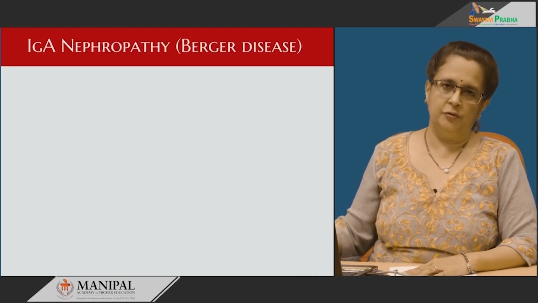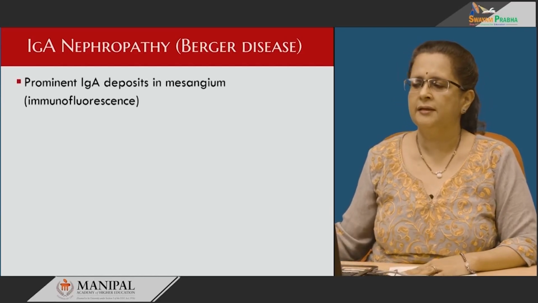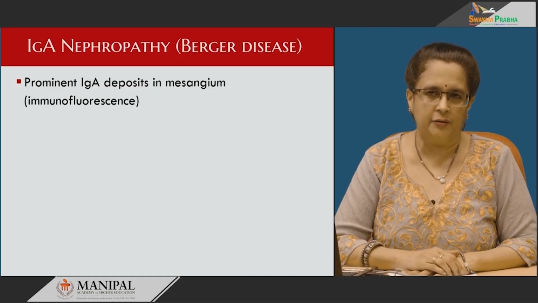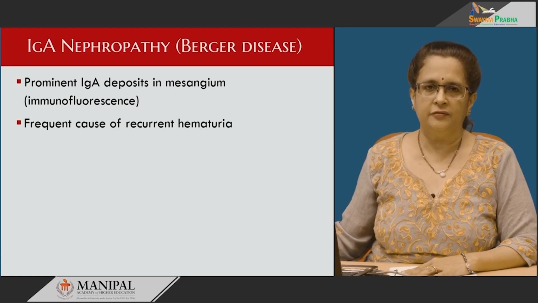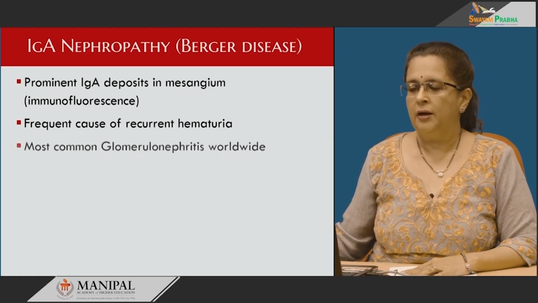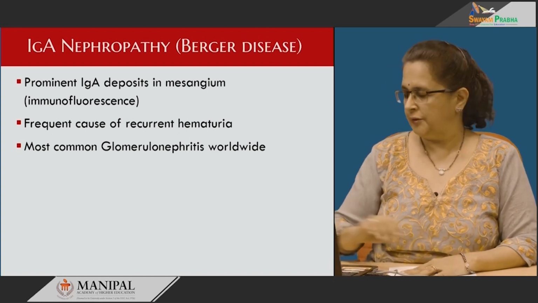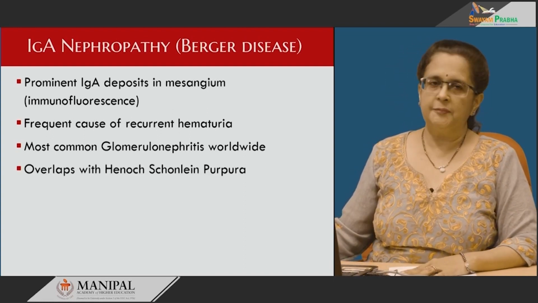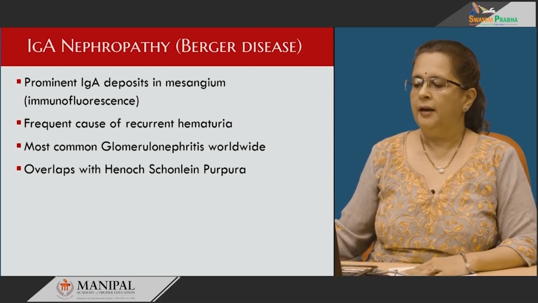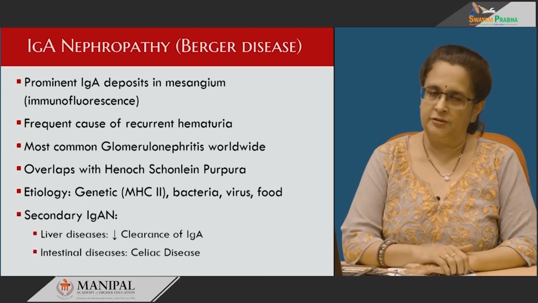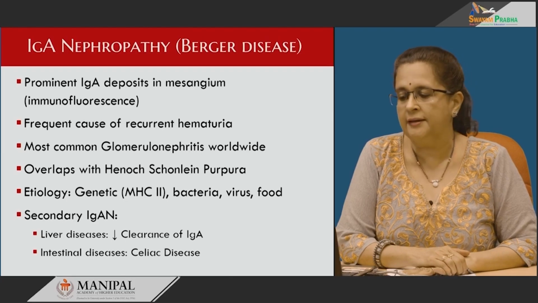So, what is IgA nephropathy? It is also known as Berger's disease. Now, this is characterized by prominent IgA deposits in the mesangium on immunofluorescence, and it is a frequent cause of recurrent hematuria in patients. The most common glomerulonephritis worldwide is thought to be IgA nephropathy. It overlaps in children especially with a condition known as Henoch-Schönlein purpura, and secondary IgA nephropathy has also been detected in patients with liver diseases as well as with intestinal disease.